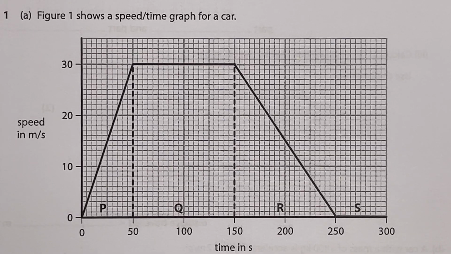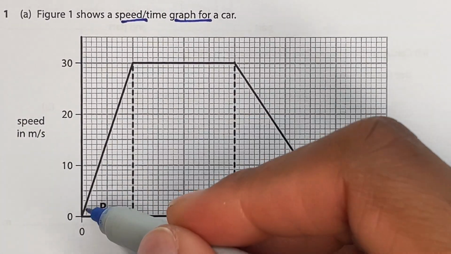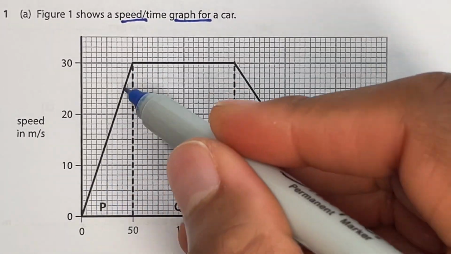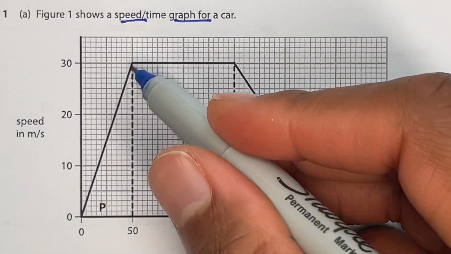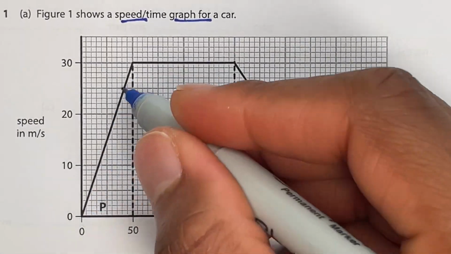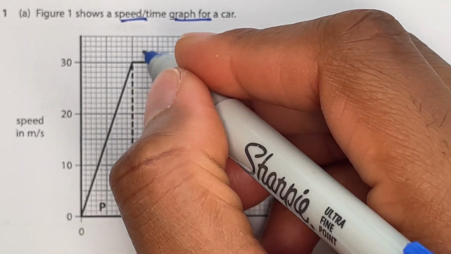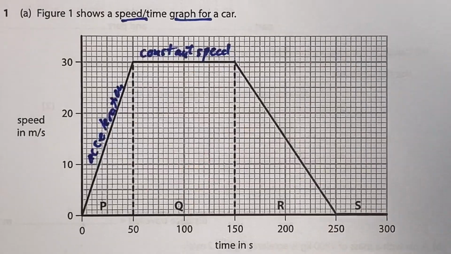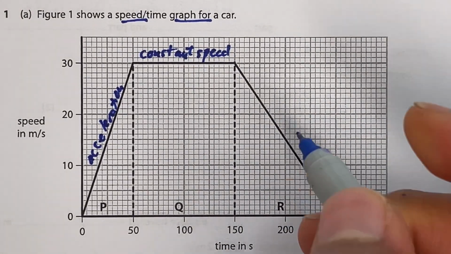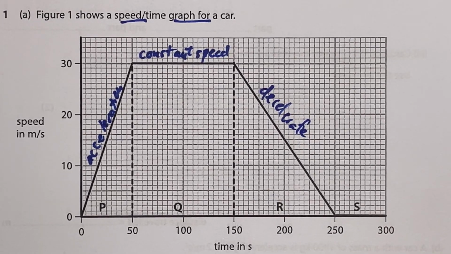Figure 1 shows a speed time graph of the car. You can see the speed increases from 0 to 30, so the car is accelerating, because speed divided by time will give us acceleration. Here we know this will be constant speed. We know this is acceleration. And after 150 seconds, the car will start to decelerate. So this is what I know, so I'm just writing it on the graph before I look at the question.